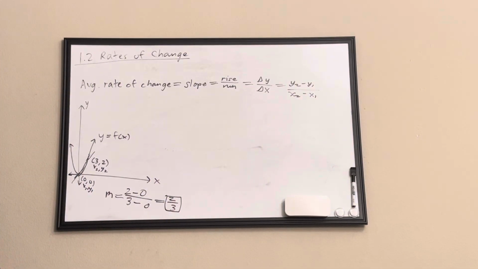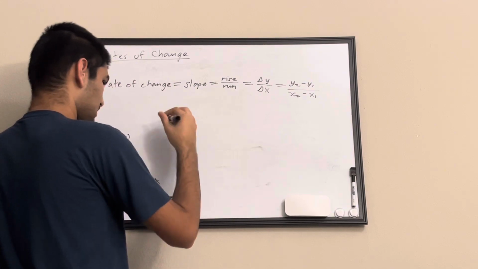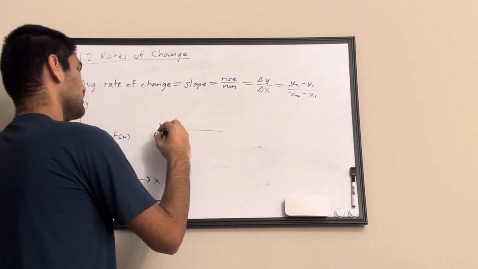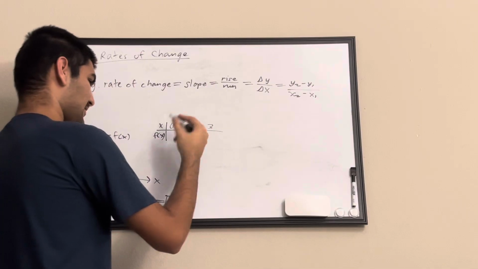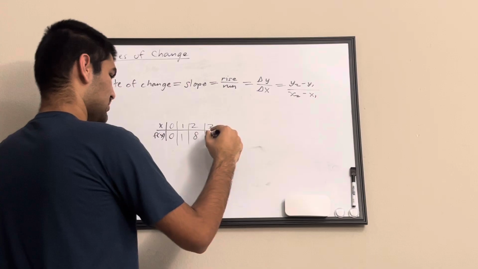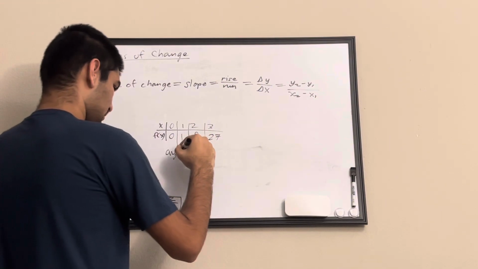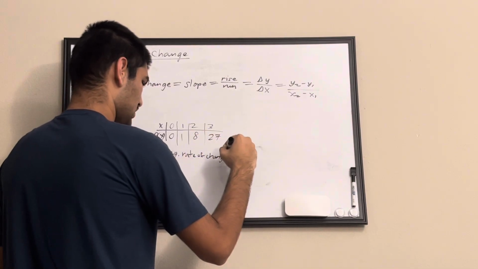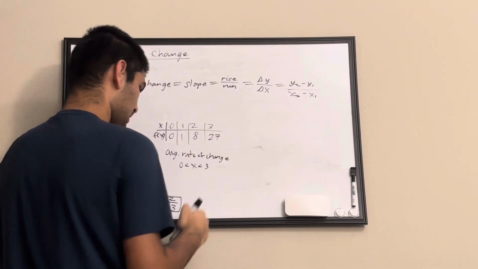Okay, so another example. This time, let's say you have a table. So let's say you have x and then f of x. So x is 0, 1, 2, 3. And let's say f of x is 0, 1, 8, 27. And let's say you want to find the average rate of change on the interval from 0 to 3.